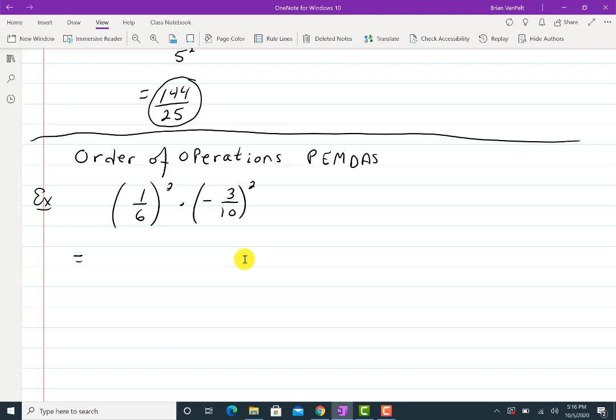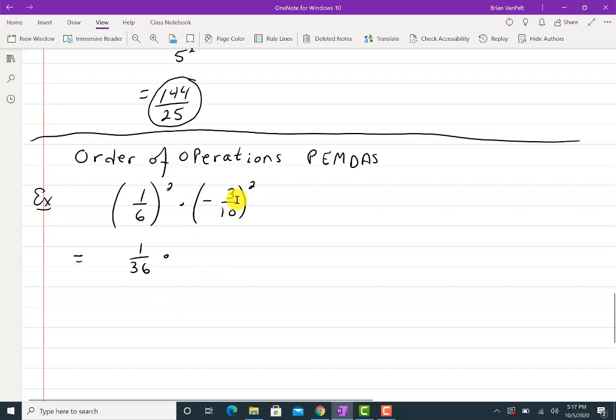Now, according to PEMDAS, I should do the parentheses first, but in the parentheses there's nothing to do. It's just a placeholder for the negative sign, or for the 1/6 in the first instance. So the parentheses, there's nothing to do in there. I'll move on to the next one, which is the exponents. I'll do the exponents first, and then I'll multiply. So let me bring down my dot for the multiplication. 1/6 times 1/6, or if I do 1 to the 2nd, 6 to the 2nd, I'll get 1 over 36.